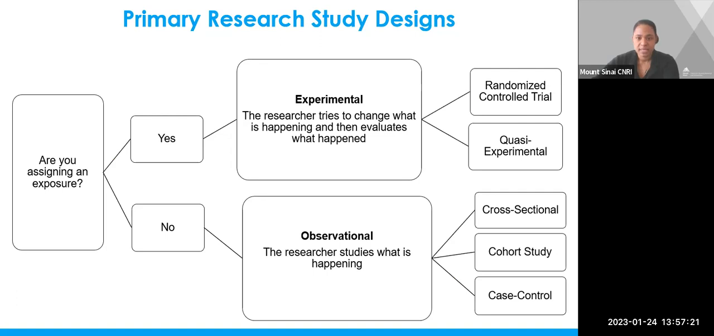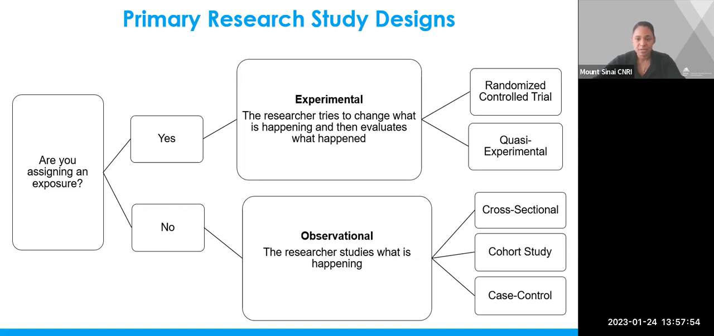Primary research study designs. So what are the differences between experimental and observational studies? Well, the first thing you need to ask yourself is, are you assigning an exposure? Or another way of saying this is, are you delivering an intervention and trying to change what is happening based on the intervention or exposure you're delivering? Are you evaluating what is happening after you deliver your intervention or exposure? If the answer is yes, you are conducting an experiment.